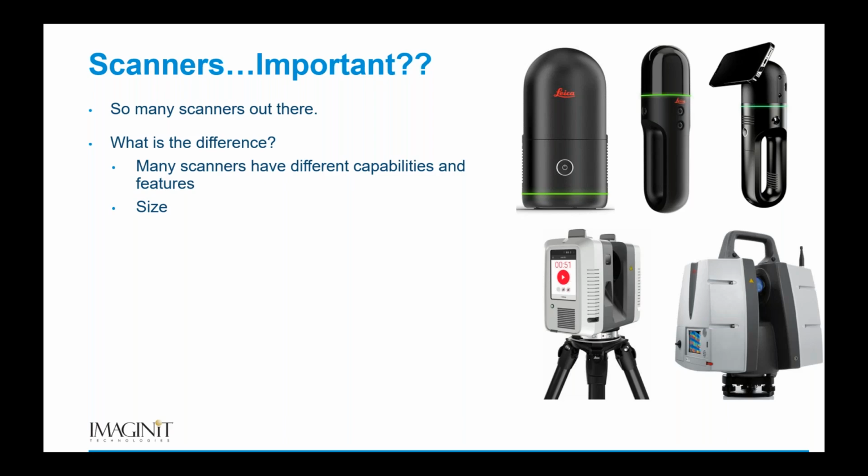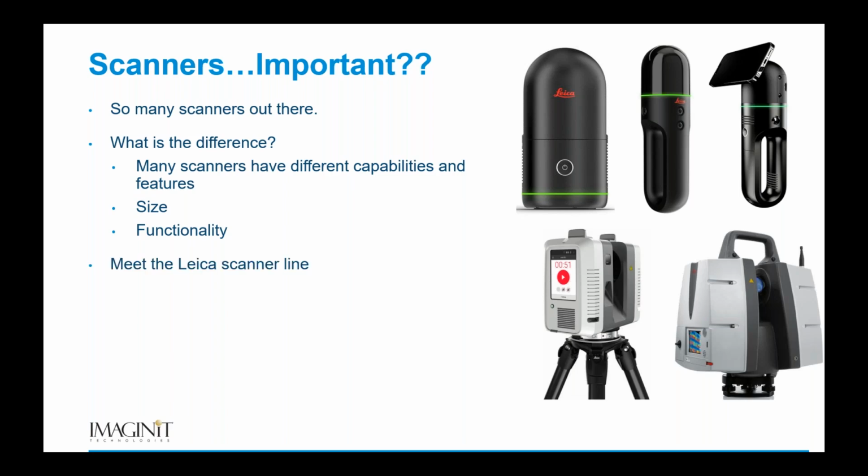Conversely, the one on the bottom right is a P-series scanner. That's a very large scanner. So needless to say, if you're climbing on top of roofs, or having to go through a ceiling, that P-series maybe not the one you want, right? Their functionality is different, right? How they work, how much data they gather, and what you use to collect the data.